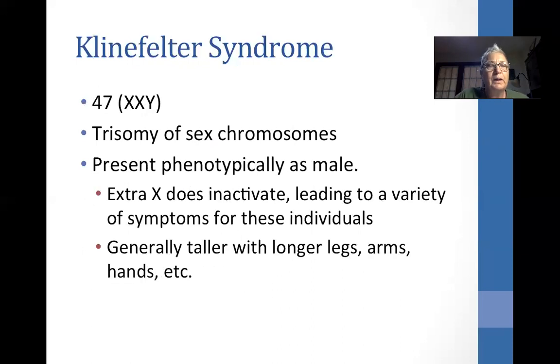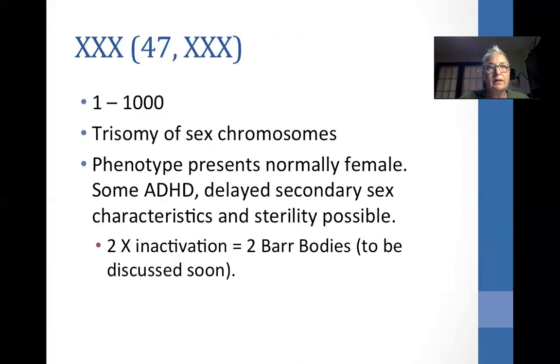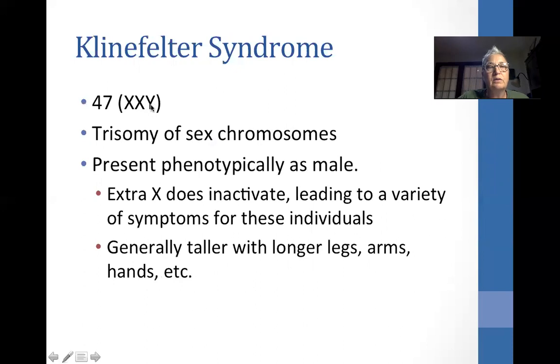All right, so what about males? Or this is ambiguous, right? We sort of associate this with male because they present phenotypically as male. It's called Klinefelter syndrome. They have 47 chromosomes, similar to triple X, but they have XX and Y. So they have a dose of female and a dose of male. And so it's trisomy again, because there's 3 instead of 2.